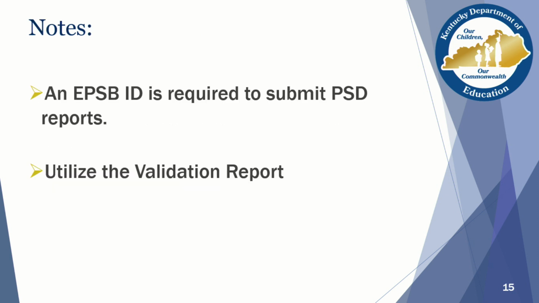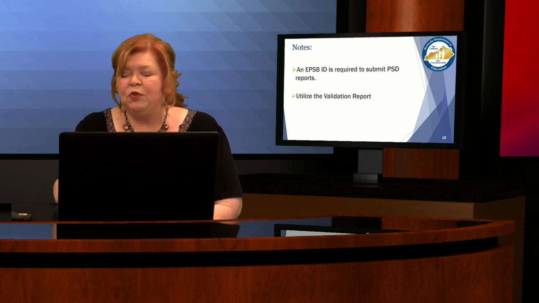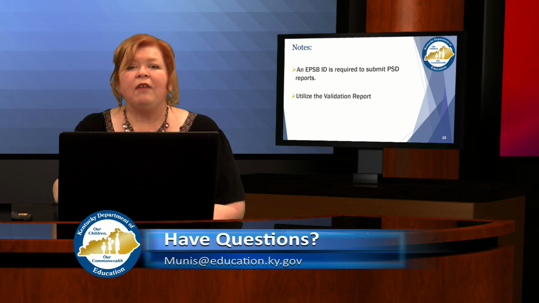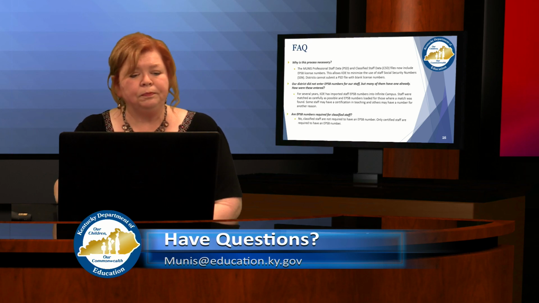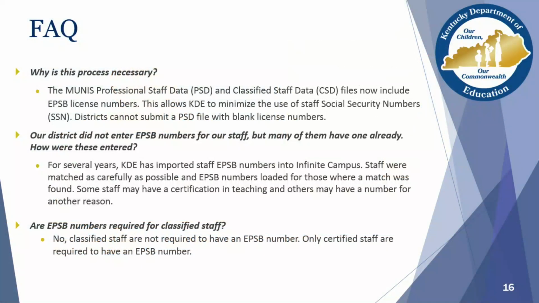So, notes: you have to have an EPSB ID number to submit your PSD report. Everyone on the PSD report has to have an EPSB ID number, and be sure to utilize your validation report. If you can clean that validation report up and make it as accurate as possible, you're going to have fewer errors as you go through the process. So why is this process necessary? We're trying to secure the amount of information that contains Social Security numbers. This is just another step in the direction of keeping people's information confidential.